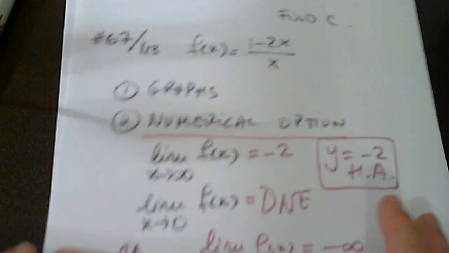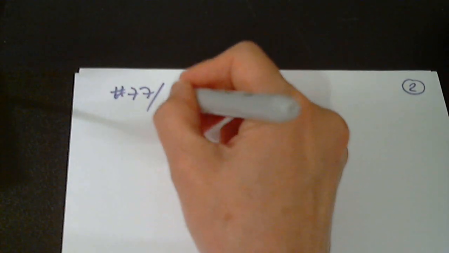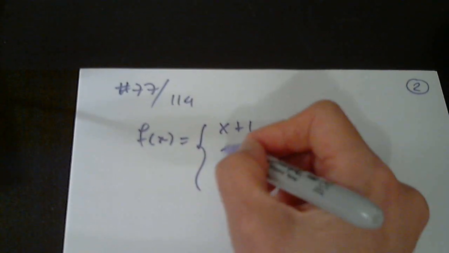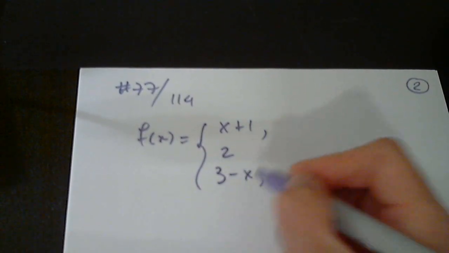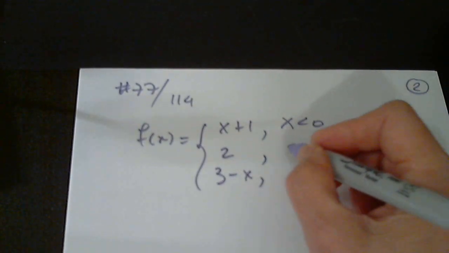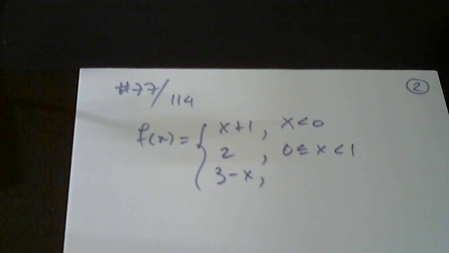So I'm on page 3, but that's okay. We want number 77, and that is on page 114. After that, we're going to work on the problem that Evan asked at the beginning, because that was all I needed to explain here. So we have f of x equals x plus 1, or 2, or 3 minus x. Can anyone tell us which type of subfunctions these are? The first is x less than 0, then 0 less than 1, and greater than or equal to 1.